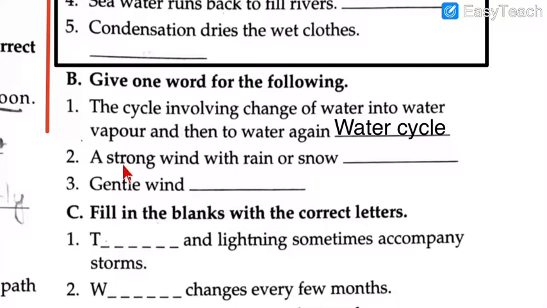Number 2. A strong wind with rain or snow. What is it? A strong wind with the rain or snow. Think about the answer. Your time starts now.